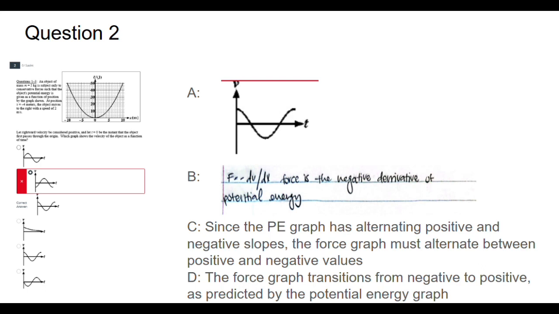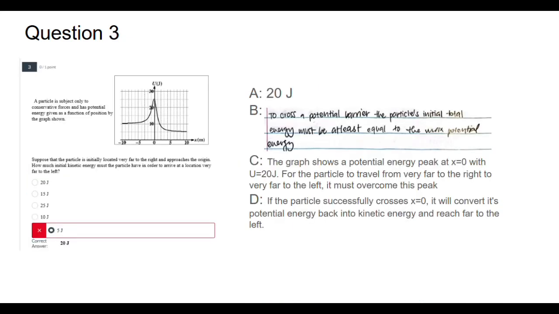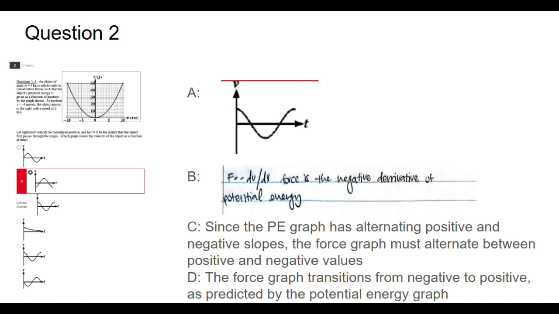So this first problem I got wrong. The correct answer was actually the graph that went negative and then positive. You can see in my notes that force is the negative derivative of potential energy. And since the potential energy graph has alternating positive and negative slopes, the force graph must alternate between positive and negative values. The force graph transitions from negative to positive as predicted by the potential energy graph.